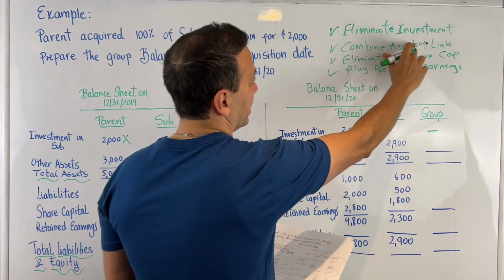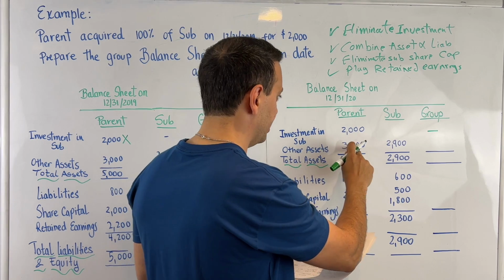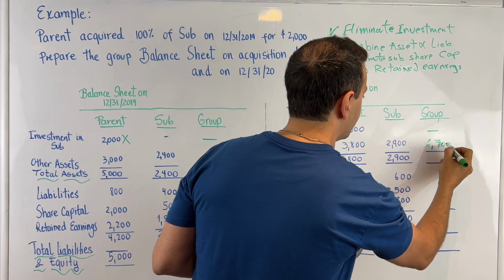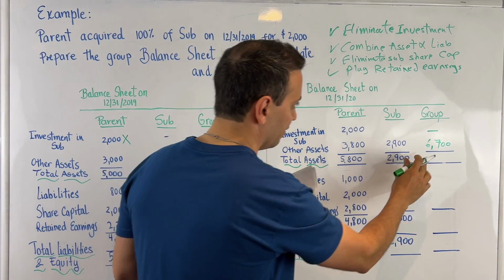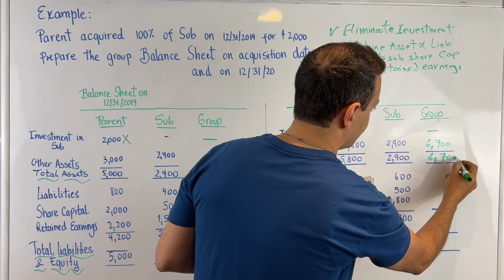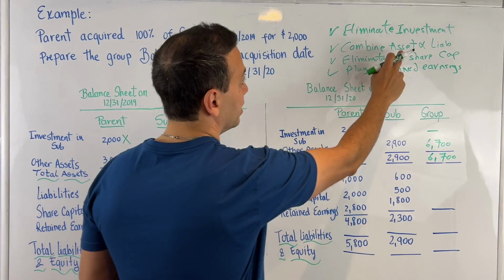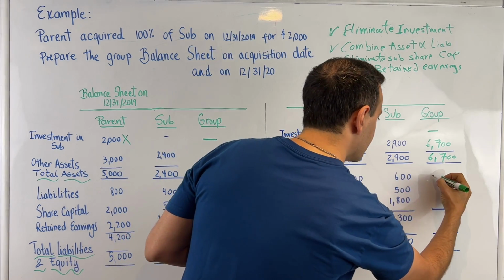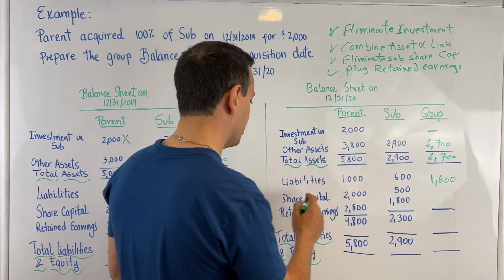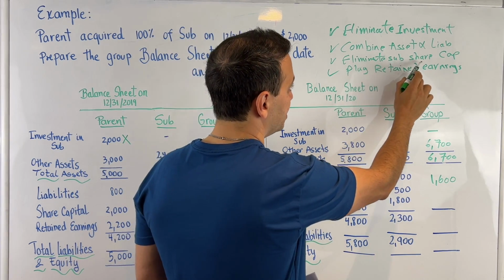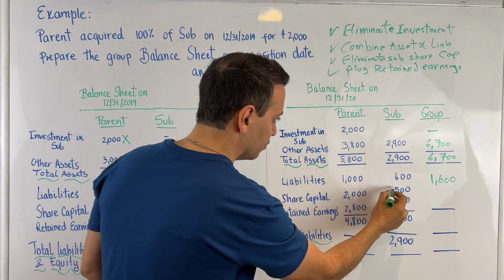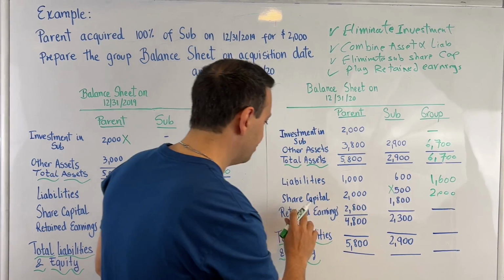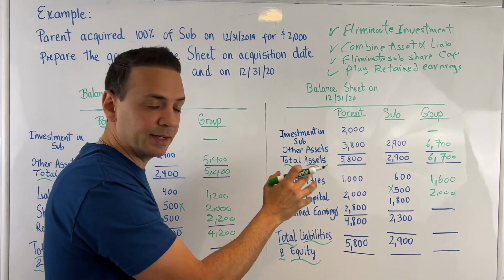You're going to add up combined assets, so 3,800 plus 2,900, that's going to be 6,700. Now total assets is obviously just the 6,700. And then we said we're also going to combine liabilities. So combine liabilities, 1,000 plus 600 is 1,600. For share capital, we said that we're going to eliminate subsidiary share capital. So share capital here is 500 for the sub, eliminated. You have 2,000 combined. And we're going to leave retained earnings here blank. And we're going to plug it again at the end.